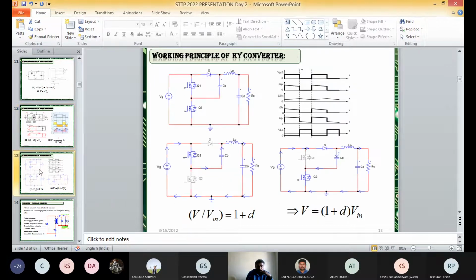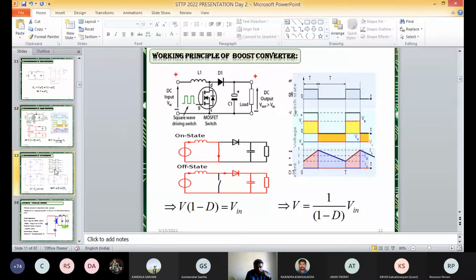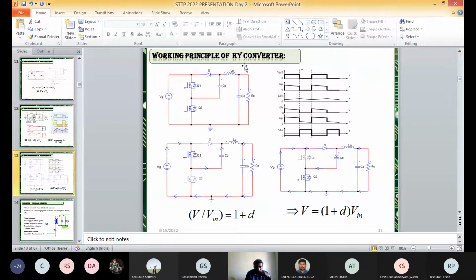Similarly, taking some other type of converter. This is also similar to the KY converter. Most of the research in non-isolated DC to DC converters is going on in the KY converter. The buck and boost are the old ones. Most of the research is on the KY converter and the loop converter in the field of non-isolated DC to DC converters. So this is the KY converter.